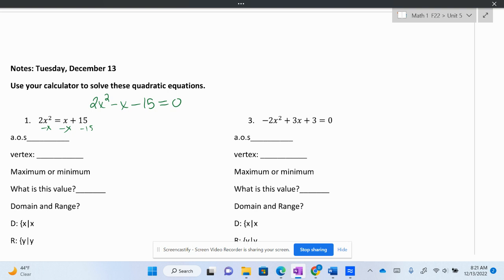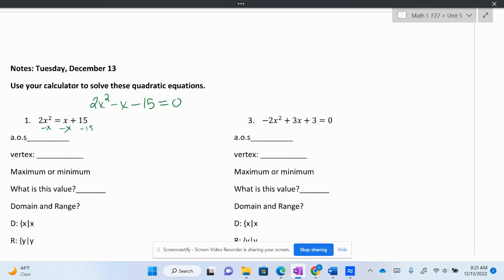And then you're going to hit the calc button, which is like the second trace button. And I want you to go down to 0. Hit 0. I'm going to show you how to find the zeros. So you can just hit trace and it'll graph it.